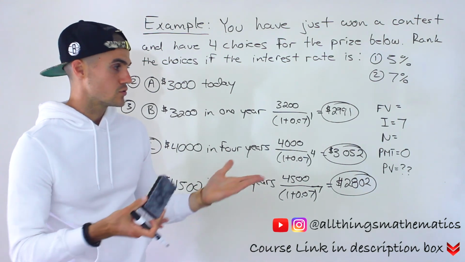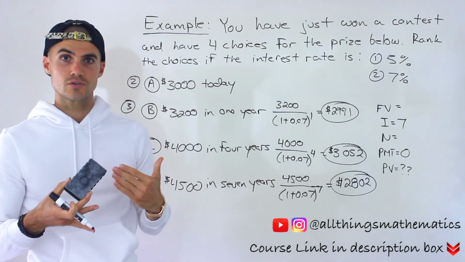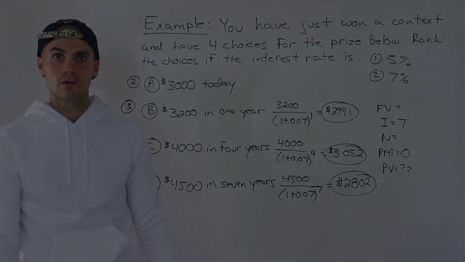Right, so if you get a question like this where they're asking you to rank certain prizes or certain cash flows, what you want to do, you want to present value all the cash flows to time 0 and then rank them accordingly.